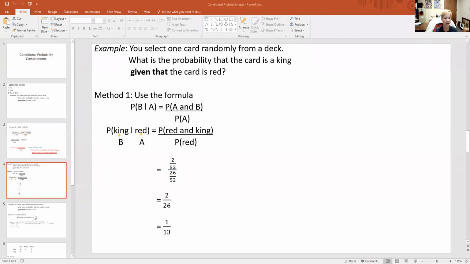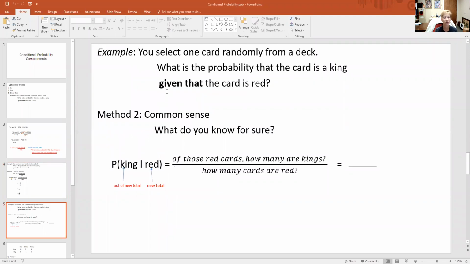Look at what I mean by good old-fashioned common sense. Same problem: you select a card. What's the probability that it's a king given that the card is red? Again, I write in my parentheses what I'm looking for. If I don't have your event in the parentheses, you will not get partial credit from me. Okay, so you need to know that. I only give partial credit when you've got something in this parentheses when you're doing probability. So what's the probability that it's a king given that, the bar, the card is red?